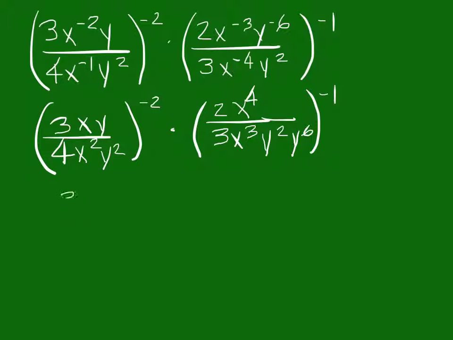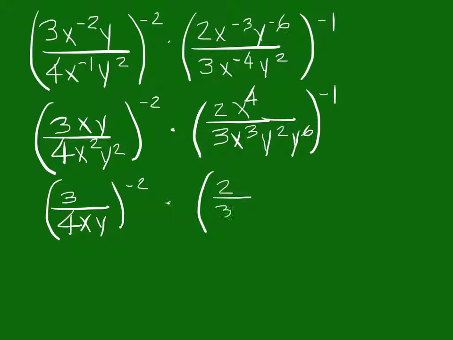Now, moving on, you can have 3 over 4 stay where it's at. Everything's positive now inside, but you have x over x squared. X over x squared is simply x on the bottom. And y over y squared is y on the bottom. Still have not multiplied through by the exponent yet.